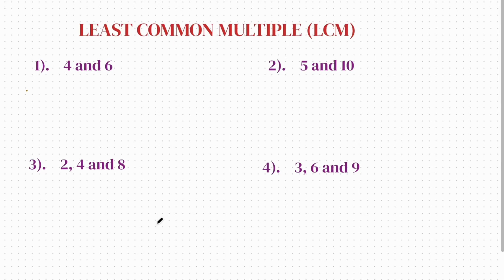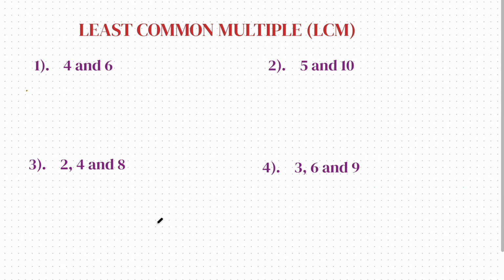In today's video, we will be looking at how we find the least common multiple or LCM of two or more numbers. The LCM is the smallest positive number that is a multiple of two or more numbers. Do you know how to find multiples of numbers?